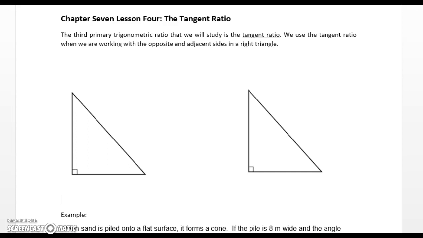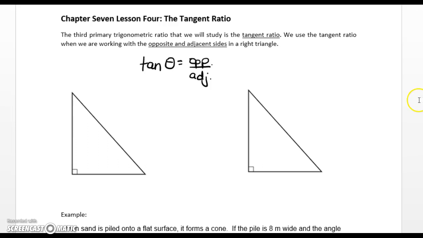In this video, we're going to look at lesson 4 from chapter 7, which is talking about the tangent ratio. So the third primary trigonometric ratio that we're going to study is the tangent ratio. We use the tangent ratio when we are working with the opposite and adjacent sides in a right triangle. According to the tangent ratio, the tan of an angle theta is equal to the length of the opposite side over the length of the adjacent side.